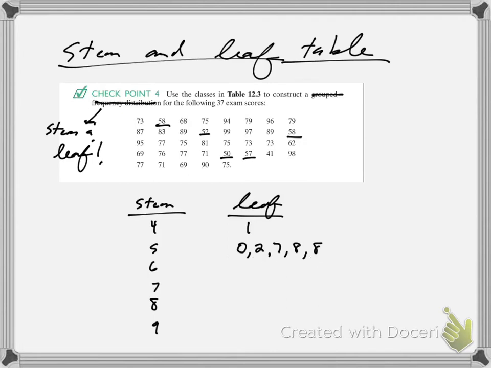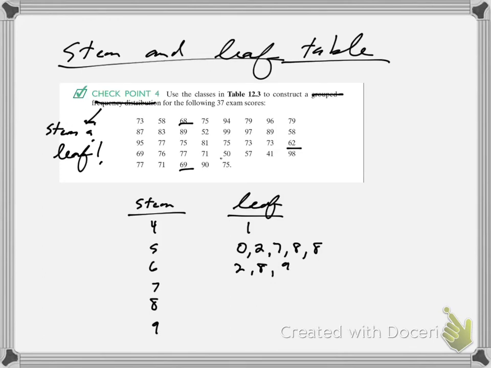So basically the stem is the tens place, and we could do all kinds of different stems for all these different problems. Then of course I can go to the 60s. Let's look at the 60s. I got a 68, a 68, a 62, and a 69. So I got a 2, 8, and 9 for my 60s.